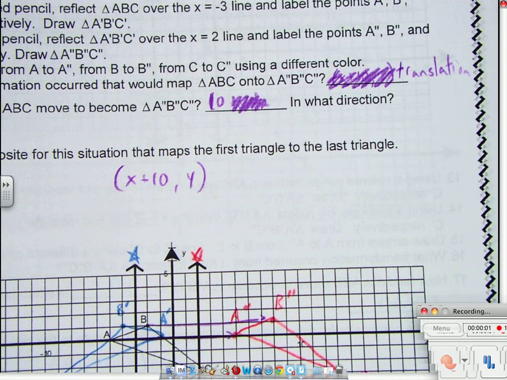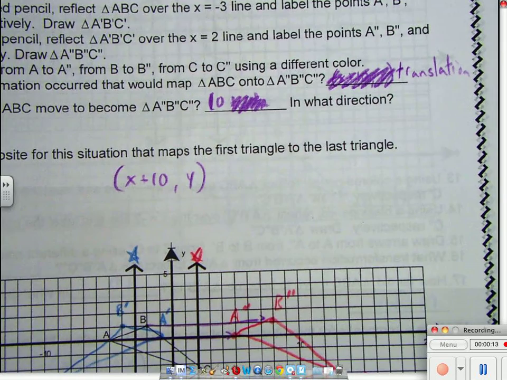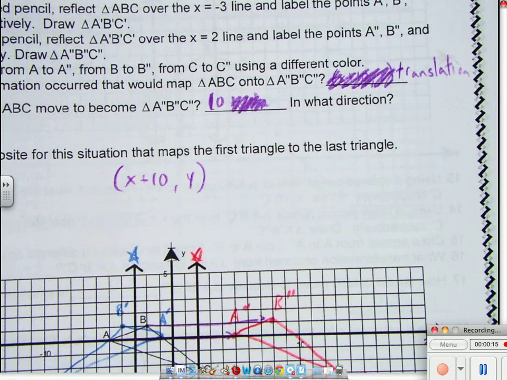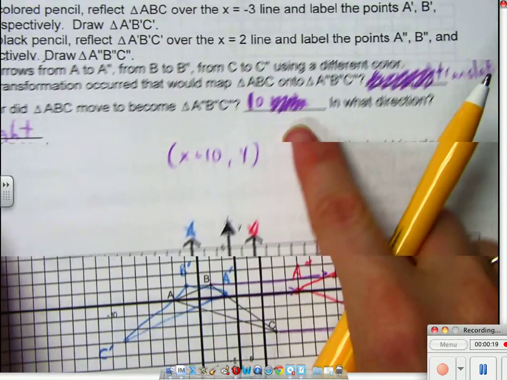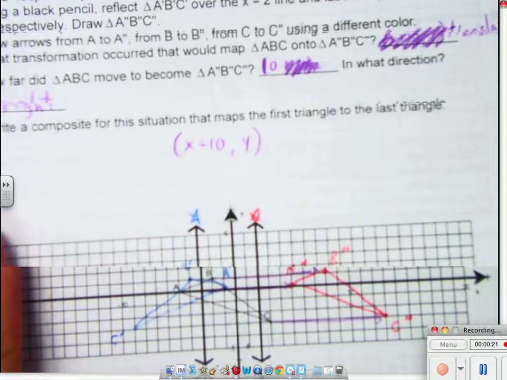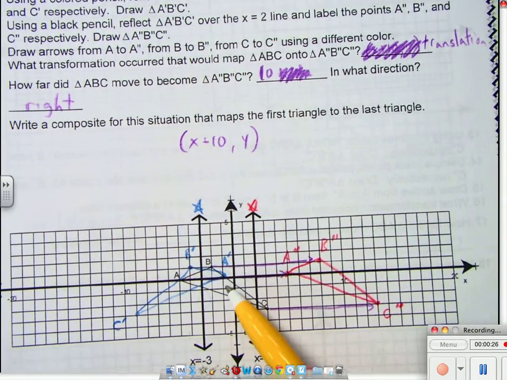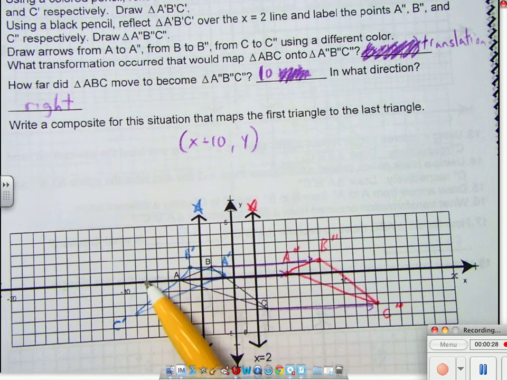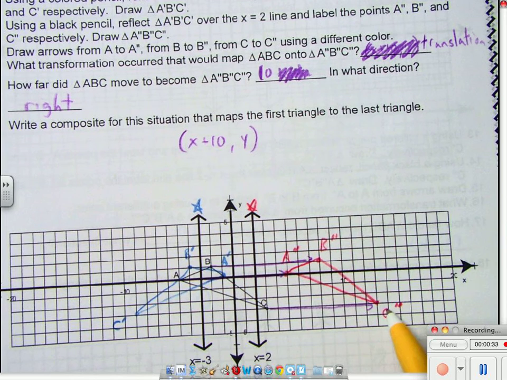We are going to go over the composite of reflecting over two parallel lines. Okay, so first, if we look at that first page, we know it's a translation of 10 to the right. So it's x plus 10, y, and we should have our first one, our blue one, flipped over x equals -3 and then flipped over x equals 2 to get the red.